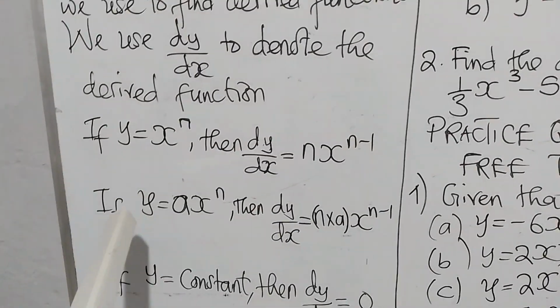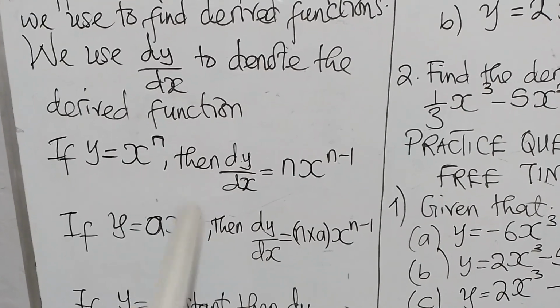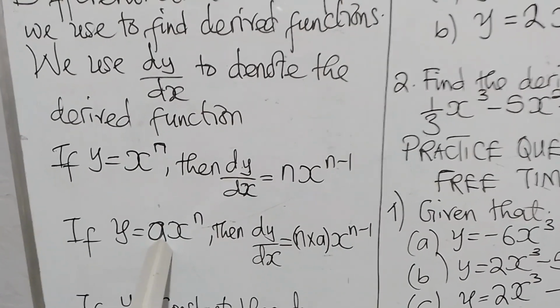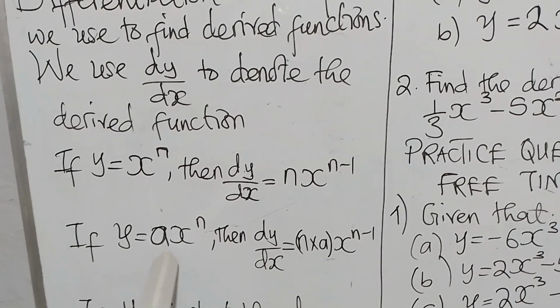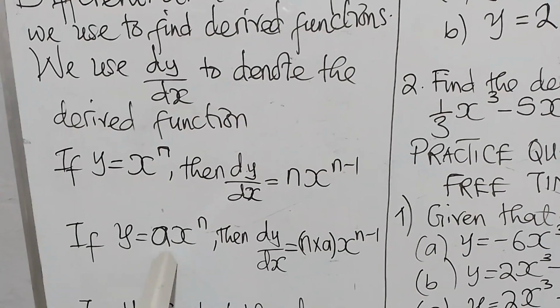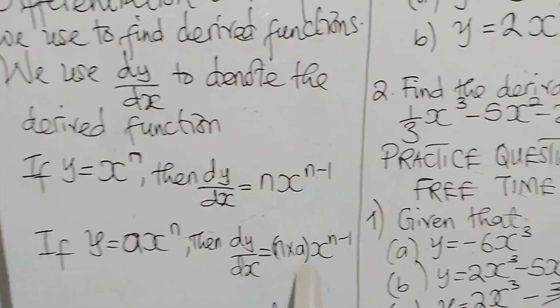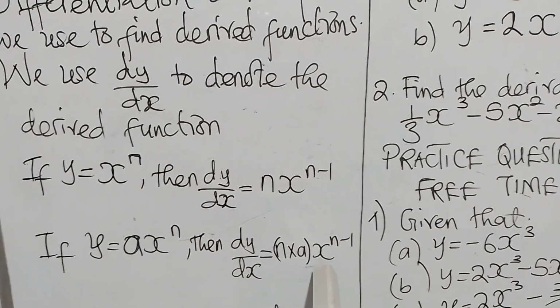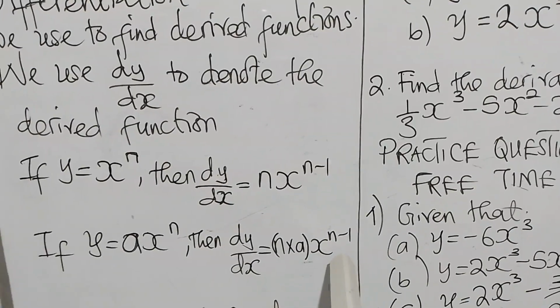Another scenario is where y is equal to a function in this form, where a denotes a coefficient which is greater than 1. So what you do is multiply n times a. Then it gives you the solution to be this, and again for x, the power has to be reduced by 1.